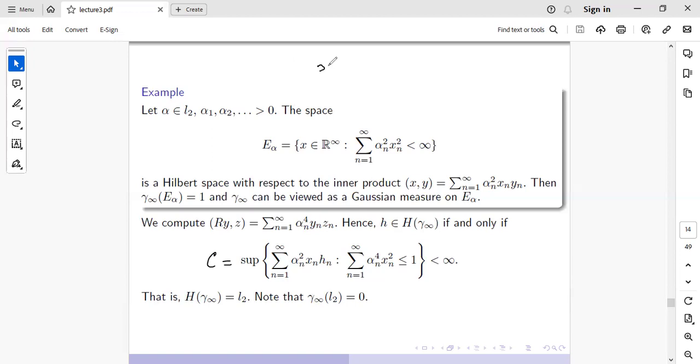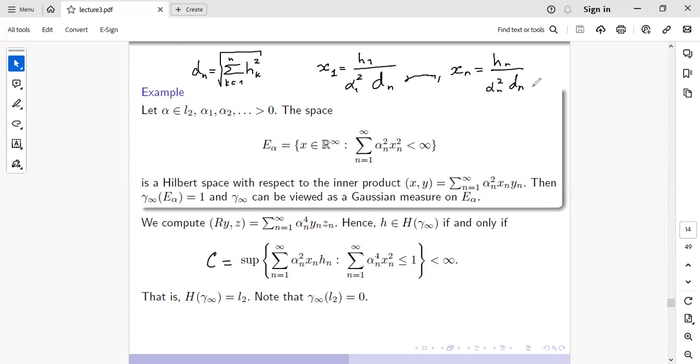Consider such a sequence: x1 is h1 divided by alpha 1 squared, and let me denote by d_n the square root of the sum of the first n squares of h. I define x_n as h_n divided by alpha_1 squared d_n. This is until x_n, and then x_n will be equal to 0.